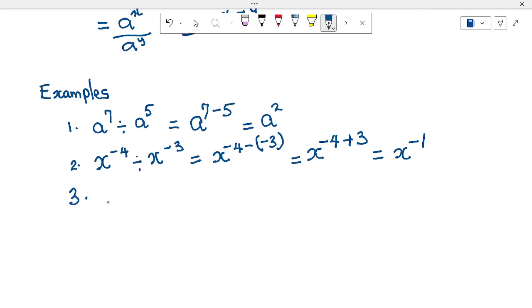Let's take another example. A raised to power 8 divided by a raised to power minus 5.